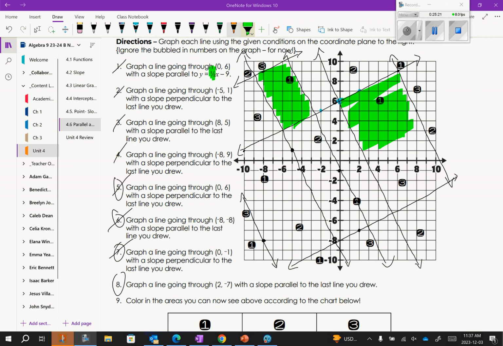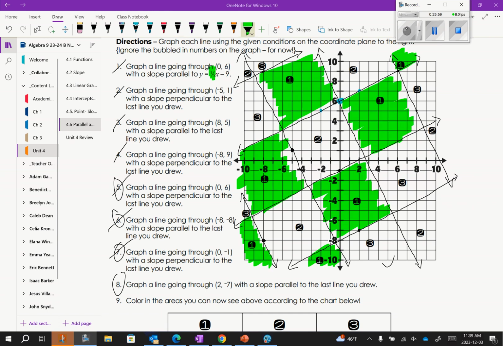Did you catch my mistake? It was back here with number 7, I think. I lost track of which slope I should use. I should have gone through the point and used a slope of positive 1 over 2 instead of negative 2 over 1. I need to fix that. There, that looks better. Now try the coloring.